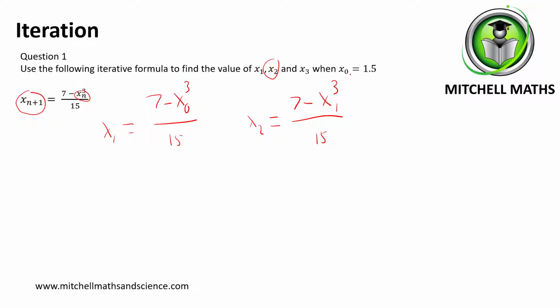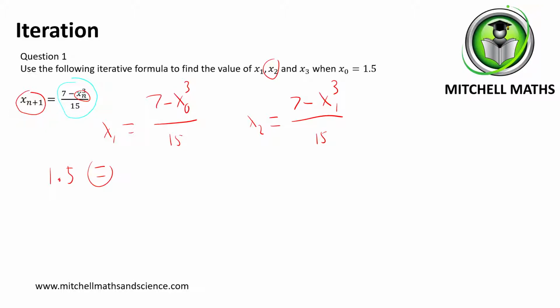And now, there's a way you can do this on your calculator to make it a little bit quicker. What you do is just type in 1.5 into your calculator and press equals. And then you'll get it up as the answer. And what you do is you type in the formula which is given to you in the question, 7 minus xn cubed over 15.